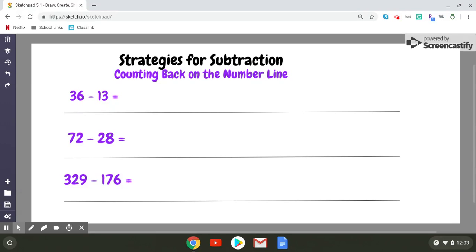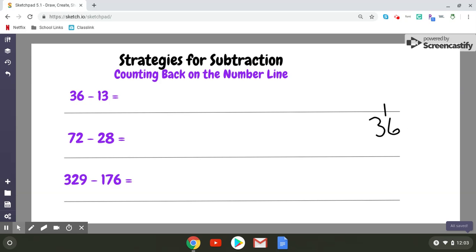Unlike when we did addition on the number line, when we subtract, we're going to be counting back. So we're going to be going in the opposite direction and starting from the right side of the number line. So to do the first problem I have listed here, 36 minus 13, I'm going to start from this side of the number line with 36.